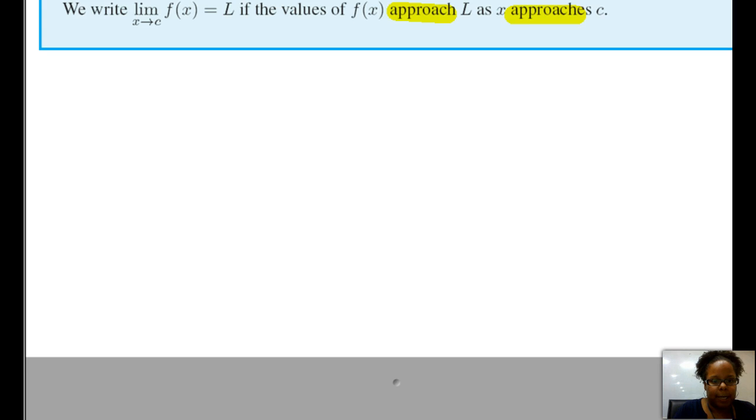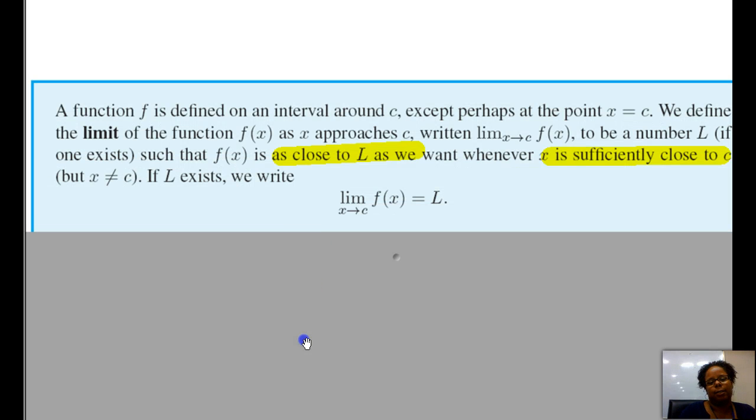Now, I know some of you may be saying, well, what's the difference between approaches and close? If you look at this definition, it says that the limit of f of x as x approaches c will be the number L if f of x is as close to L as we want whenever x is sufficiently close to c, but it doesn't have to equal c. And that's important to note, that instead of just approaches, we say f of x is going to be as close as we want to L.